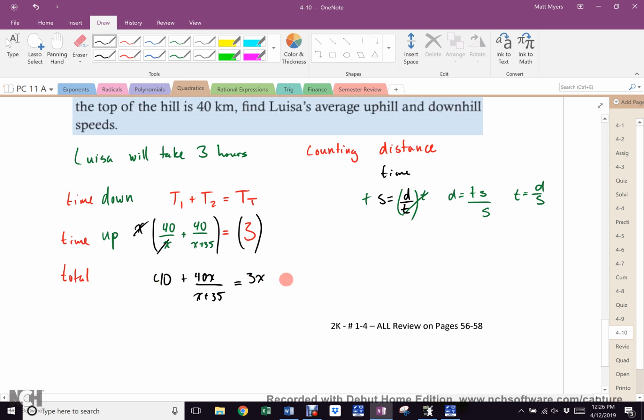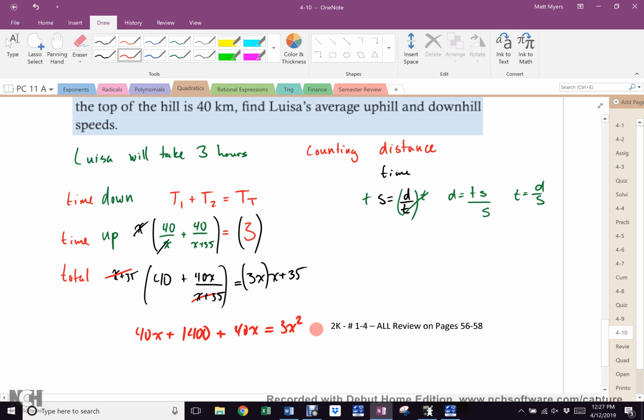3x. Now what makes you pee your pants a little? X plus 35. Is it on the bottom of a fraction? So what should I do to get rid of it? Multiply by what? X plus 35. What's going to happen to these x plus 35s? Cancel, cancel. So I've got 40x plus, what's 40 times 35? $1,400 plus, these have canceled, so 40x equals, what's this?